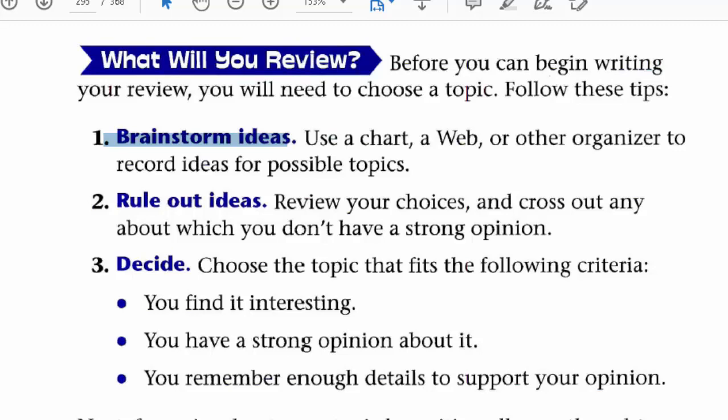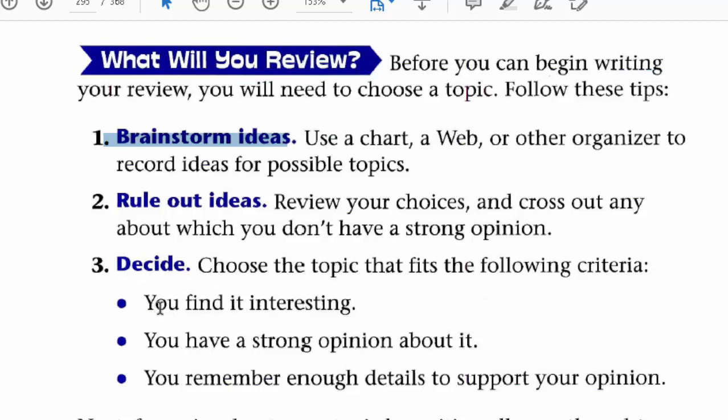Maybe yes, or maybe no. If the answer is no, cross it out. Rule out this idea. And if you have enough reasons and you can easily find information to prove your opinion, keep it. Step number 3, choose the topic that fits the following criteria.